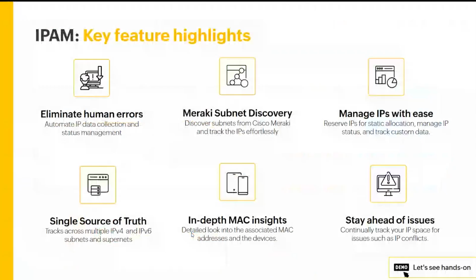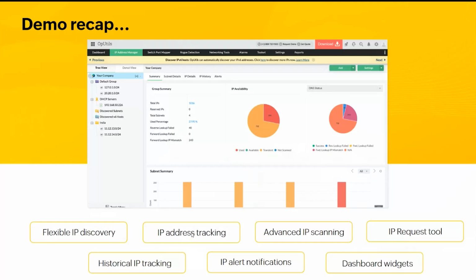Now let's see a quick recap of what we've seen so far. Under the IPAM module, we saw how OpUtils enables flexible IP discovery, the ability to manage and track IPs using both the tree view and the donut view, the advanced IP scanner for real-time insights into your IPAM data, the IP request tool for the planned deployments, IP history to track usage over time, alerts, the time each alert was generated, and we also looked at a dedicated dashboard.